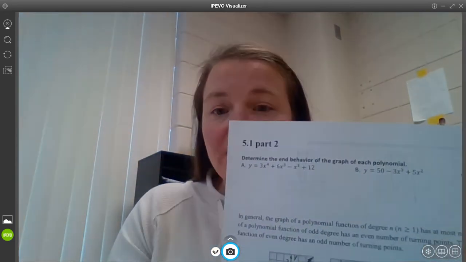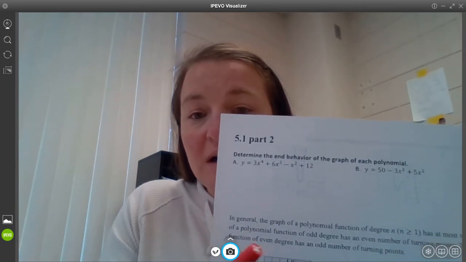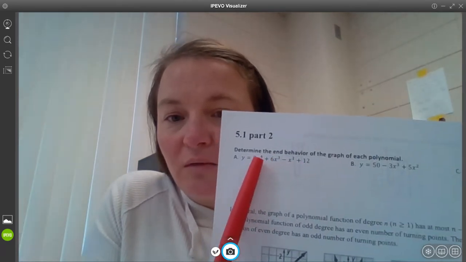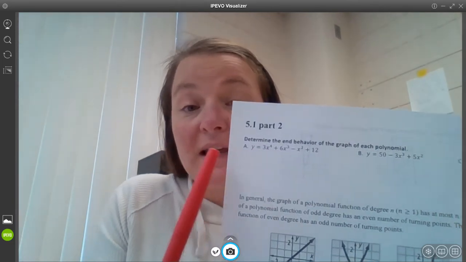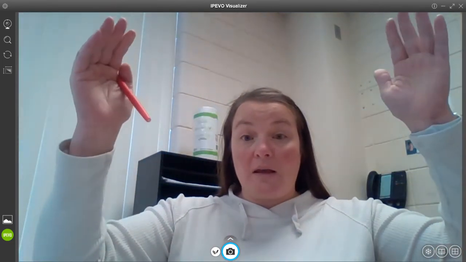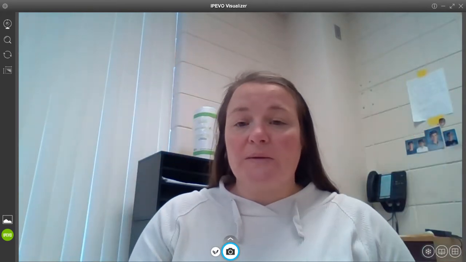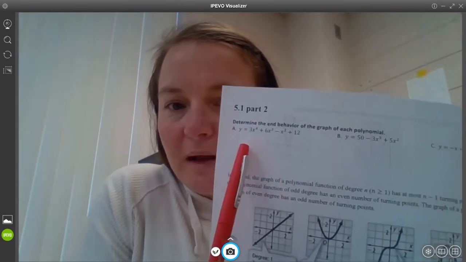So for this first problem, I want you to tell me the end behavior. This is already in standard form. When you're looking at this, the first thing you want to look at is the degree. The degree is 4. That's even. So in your head, you should be thinking: even's always in the same direction. Even, same direction.